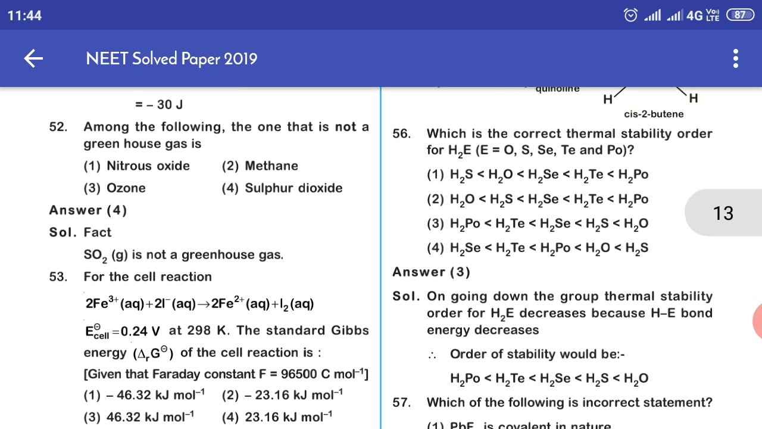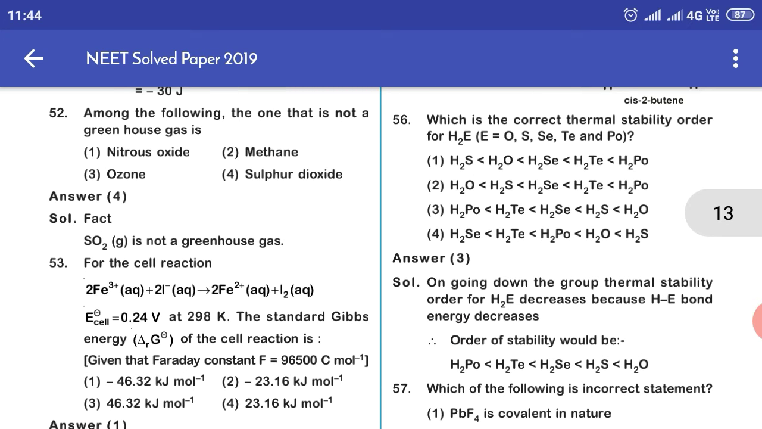Next, question number 52. Among the following, the one that is not a greenhouse gas. Option 4, sulfur dioxide. Sulfur dioxide gas is not a greenhouse gas.